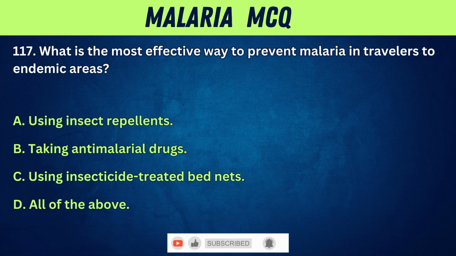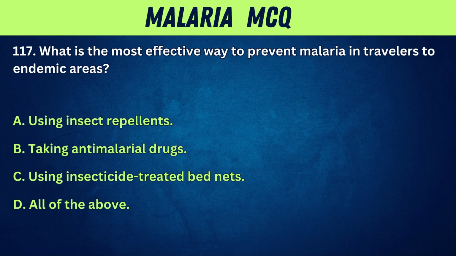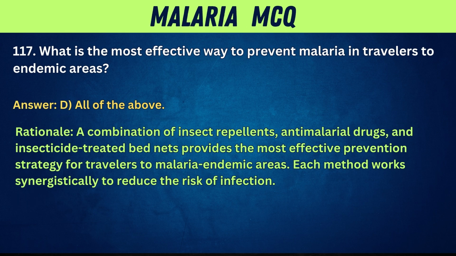117. What is the most effective way to prevent malaria in travelers to endemic areas? A. Using insect repellents. B. Taking anti-malarial drugs. C. Using insecticide-treated bed nets. D. All of the above. Answer: D. All of the above. Rationale: a combination of insect repellents, anti-malarial drugs, and insecticide-treated bed nets provides the most effective prevention strategy for travelers to malaria-endemic areas. Each method works synergistically to reduce the risk of infection.